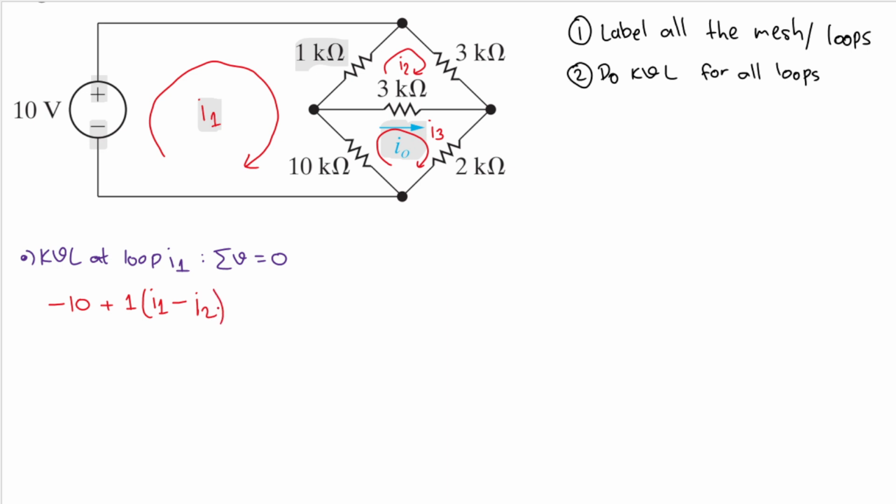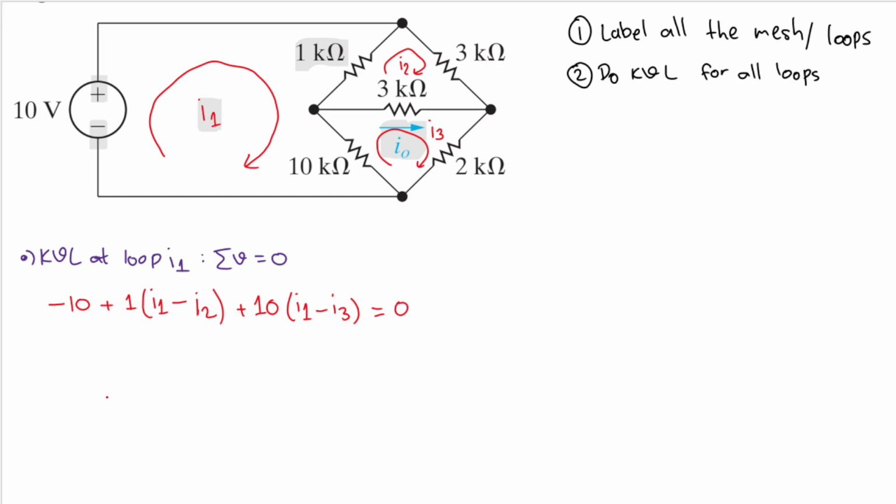Good. And then what else? We have one more component here, which is this 10 kilo ohm. So I'll have 10 kilo ohm. Again, because we are currently working on I1, we multiply it by I1 first. And then I3 is flowing in the opposite direction, so I will have minus I3. I think we have done all for I1, so all of that will equal 0.